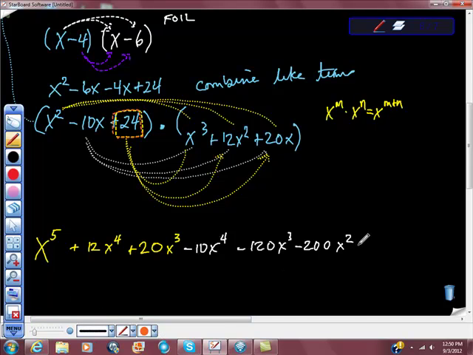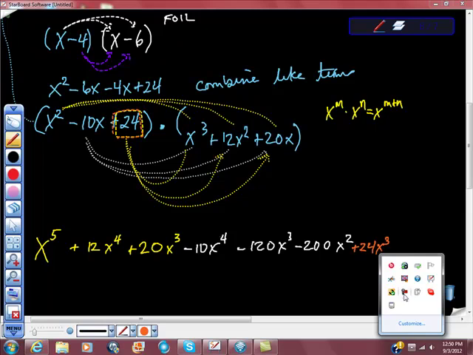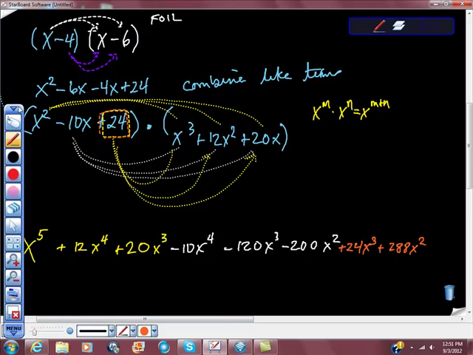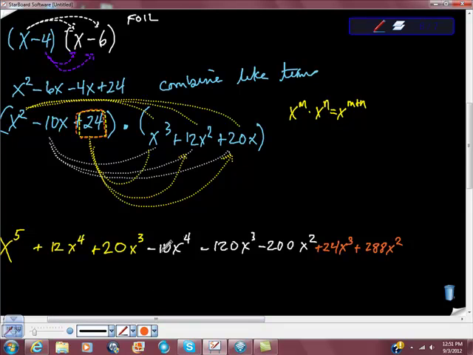24 times x cubed is positive 24x cubed. 24 times 12x squared is, now I have to put you on hold for a second. So 24 times this is positive 288x squared. And lastly, we have this little piece over here. Let me drop this so you can see this whole thing at one time. Lastly, we have 24 times 20x, which is 480x. Man, that's a lot of work.